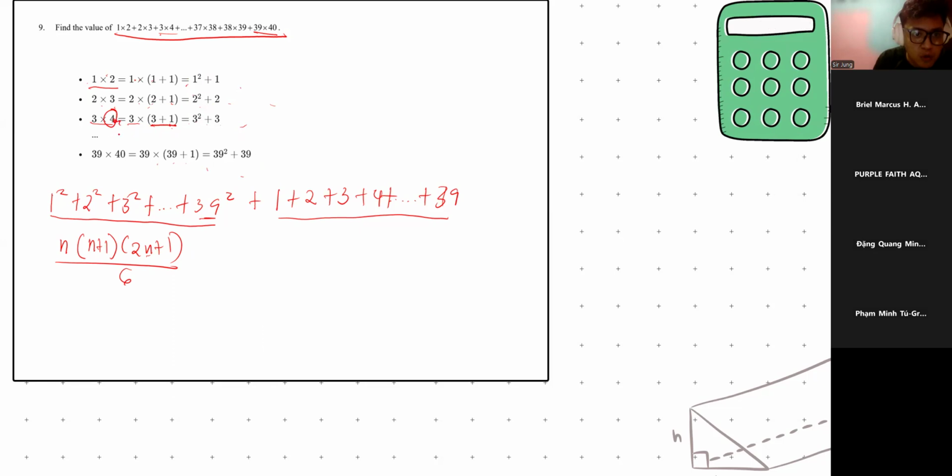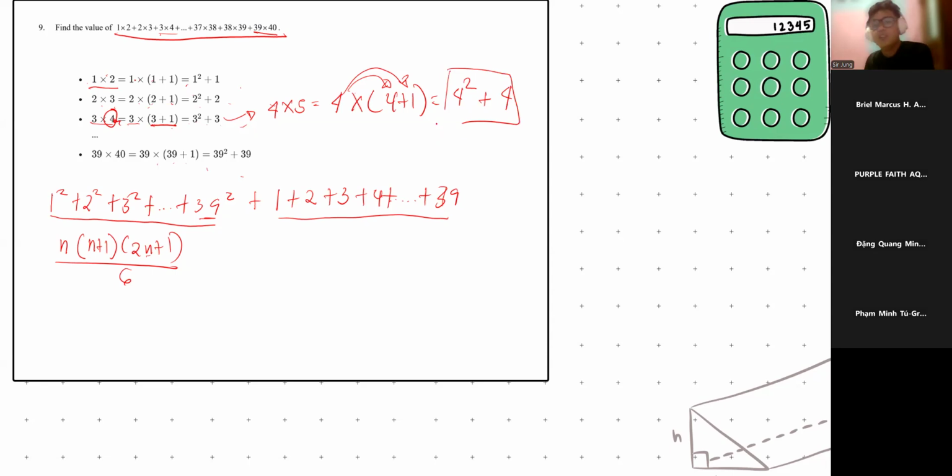So the next term would look like this. Let me write it, so this is for you to clear your misunderstanding. 4 times 5 is equal to 4 times (4 plus 1), which is 4 squared plus 4. So that's where 4 will come in. The next term, let's say 5 times 6, is 5 times (5 plus 1). Why did we have 5 plus 1? Because this is 6. Why did we have 5? This is 4 plus 1. Why did we have 3 here? This is 2 plus 1. Why did we have 1 plus 1 here? Because we have 2. Okay?